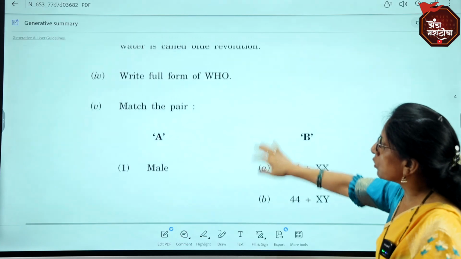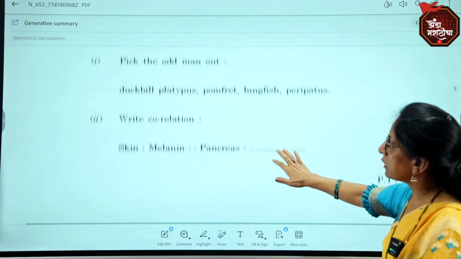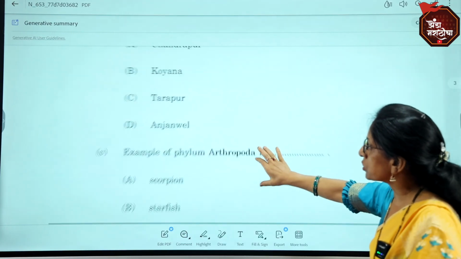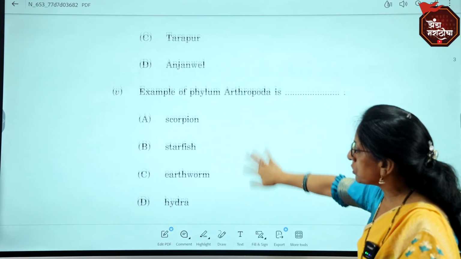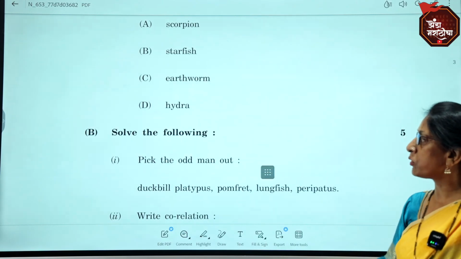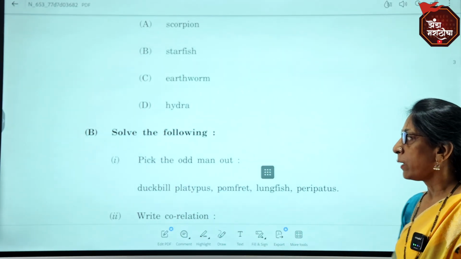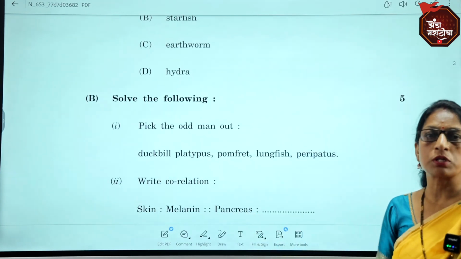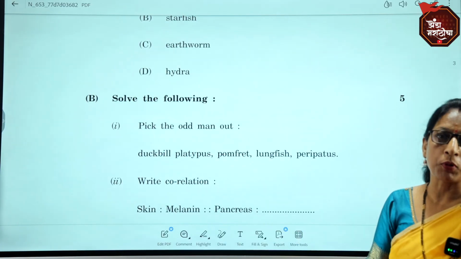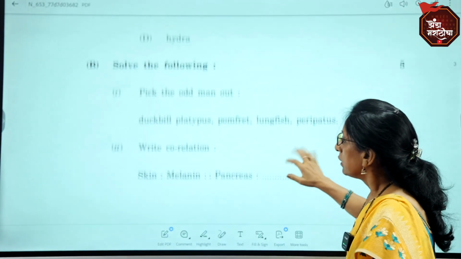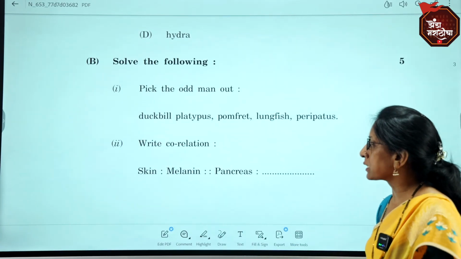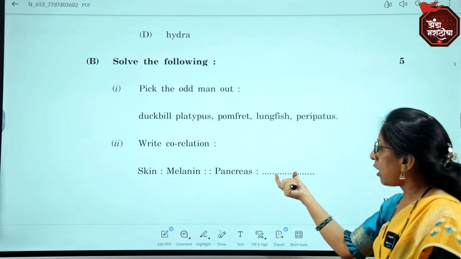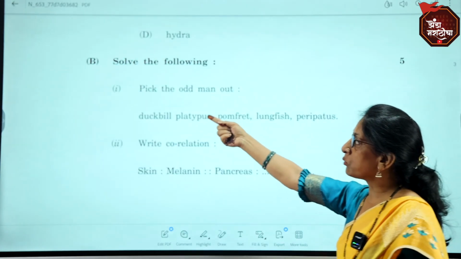When you attempt these questions, the order should not be changed. You have to write in the same order given in the question paper. Don't change the order of the question paper. For example, if you are solving question B1, you should not solve question B2 first. Write B1 first and then continue in the proper order. For example, write the correlation: skin, melanin; pancreas, and here you write insulin.